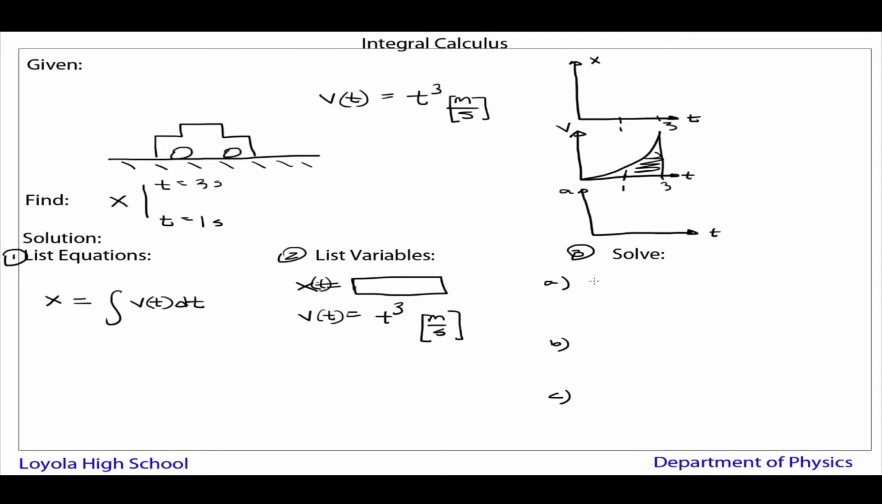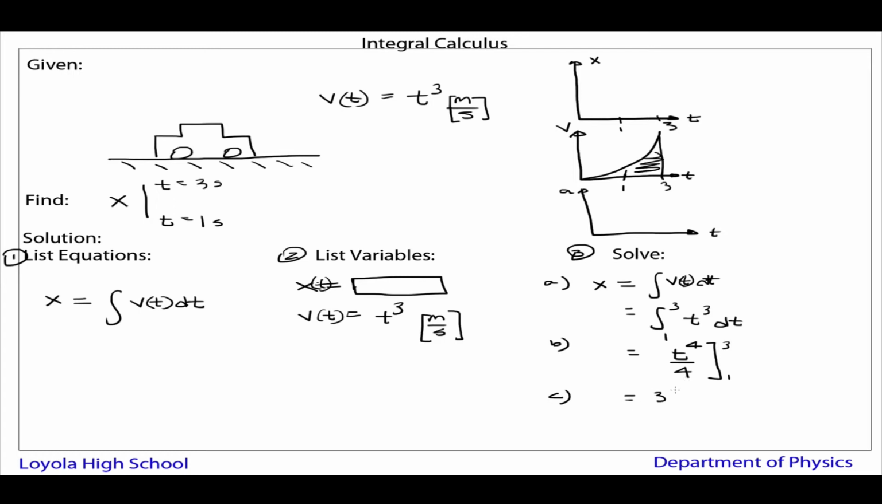Okay. So A is, we write it as x of t is equal to the integral of v of t dt, and then specifically it's equal to the integral from 1 to 3 of t cubed dt. Step B is we actually perform the integration, so this looks like t to the 4th over 4, from 1 to 3. And then lastly, step C, we actually evaluate it.